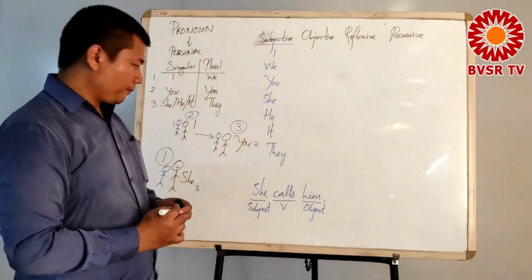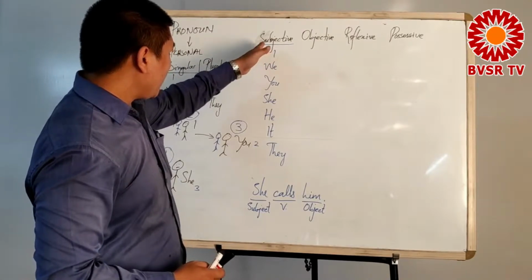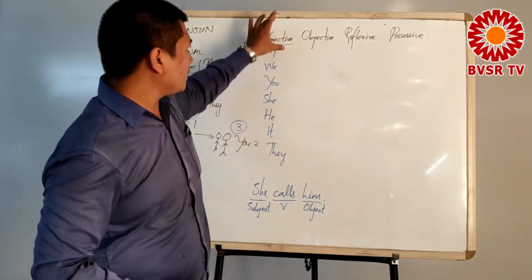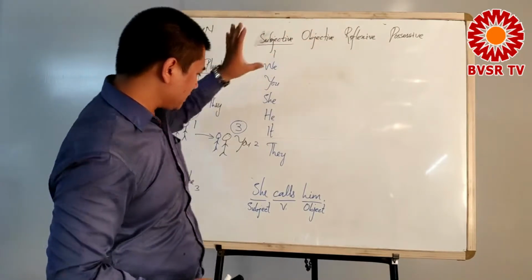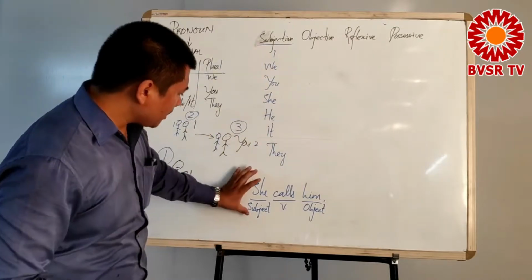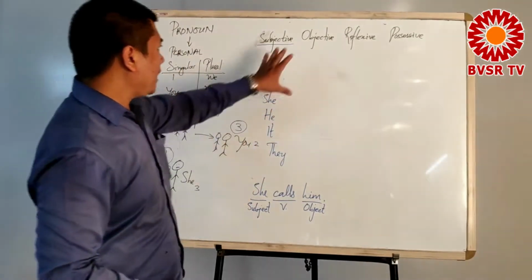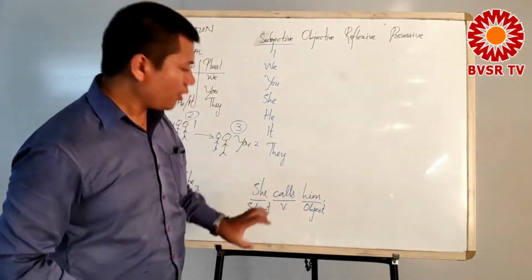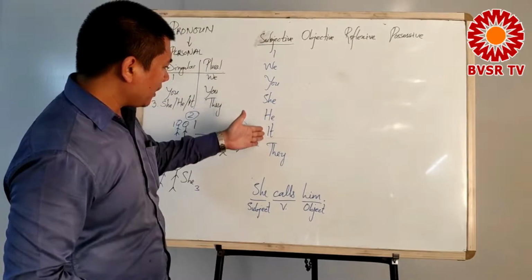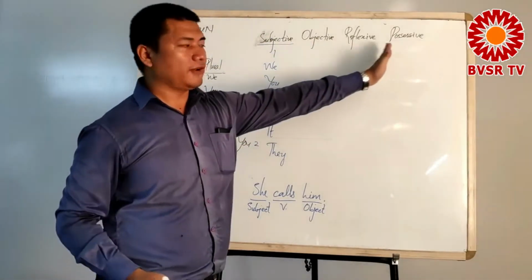In a sense, pronouns can be called subjective or objective, or even reflexive and possessive. But right now we are discussing subjective and objective. Subjective in a sense what? The pronouns which we can use in the subject are called subjective, and the pronouns which we can use in the object are called objective. So every pronoun can be converted to subjective or objective, or reflexive and possessive.